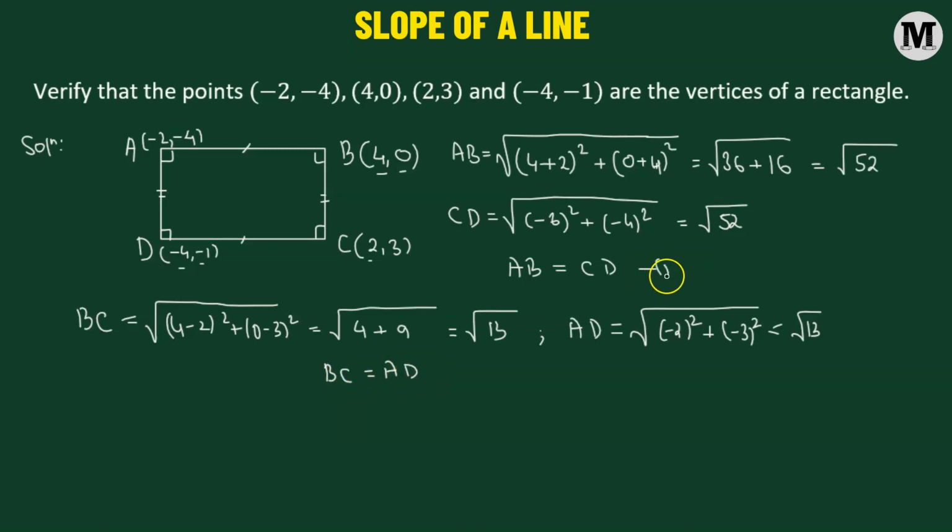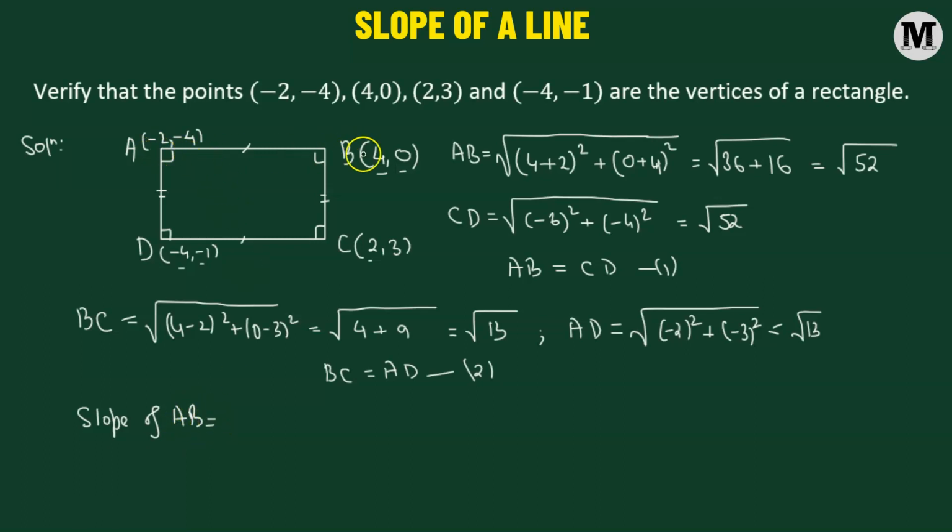So let's call it number 1 and this is number 2. From 1 and 2, we have shown that the opposite sides of the quadrilateral ABCD are equal. Now let's find the slope of each of the sides. So slope of AB.